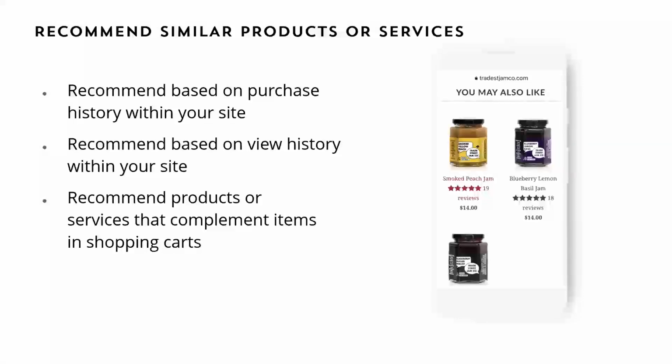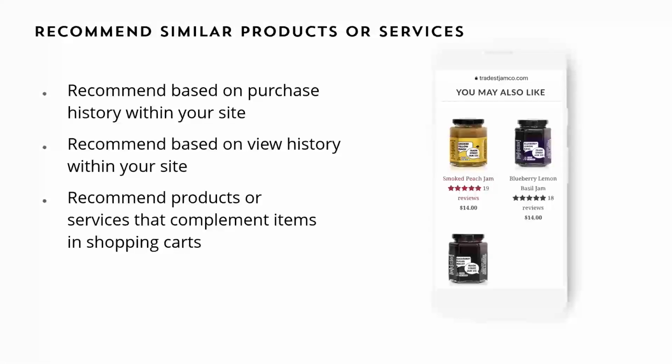Recommendations might be based on a customer's online purchase history, the products they viewed, or products that complete the items in their shopping cart. For example, if someone added a jar of jam to their cart, the website might suggest a specifically sized jam spoon, which would also be a nice touch for a gift.